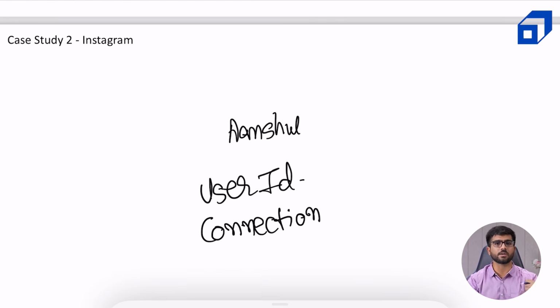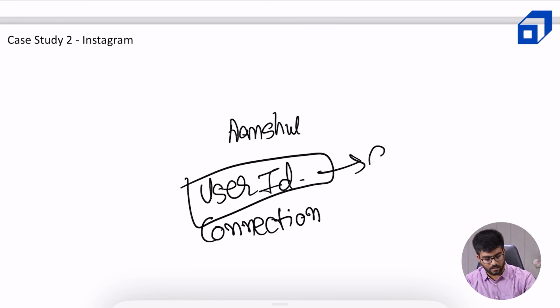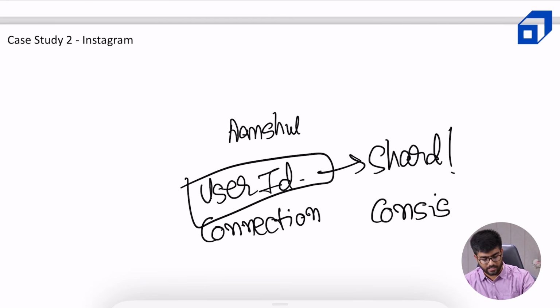So for example, if I'm commenting on my friend's photo, then he or she is lying in the same shard as mine. So consistency, or the referential integrity which I was talking about, doesn't take a big hit. So this becomes a good idea. We can use user ID as our shard key, and it also helps us with consistency because my connections are in the same shard.